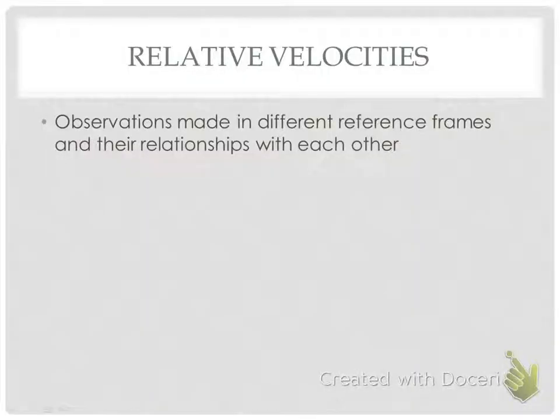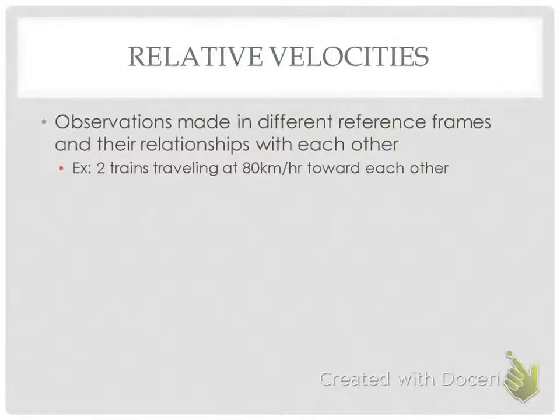Chapter 3, which is called Relative Velocities. Relative velocities are a fancy way to say these are velocities based on your observation with one another. So observations made in reference and in their relationships to each other. I'm going to talk through what we see with relative velocities in real life, and we're going to do a couple examples here.